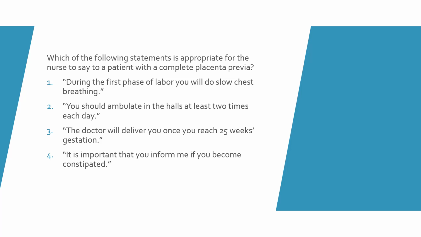Excessive ambulation is discouraged. Number 3. The doctor will deliver you once you reach 25 weeks gestation. 25 weeks would be very preterm. They would try to maintain the pregnancy as long as possible, ideally to 37 weeks.